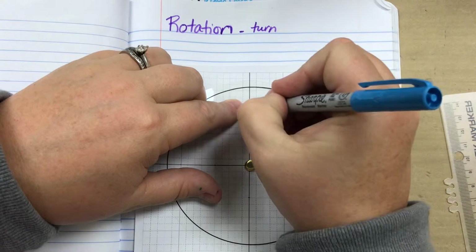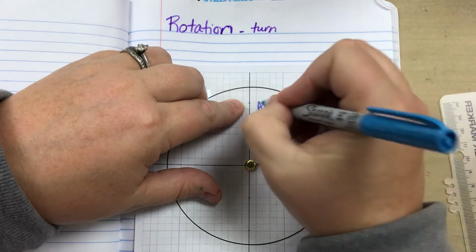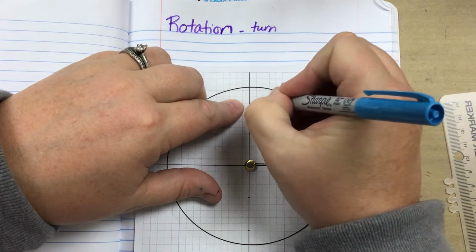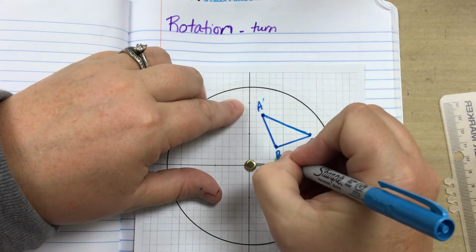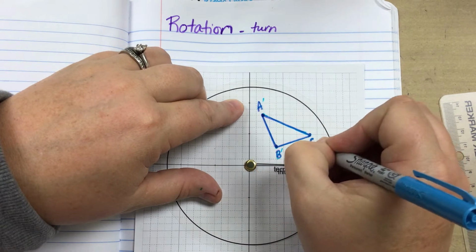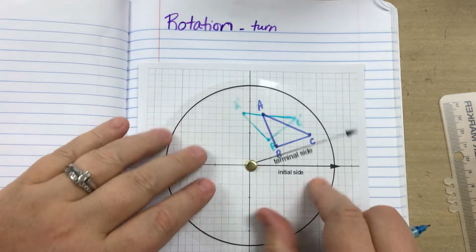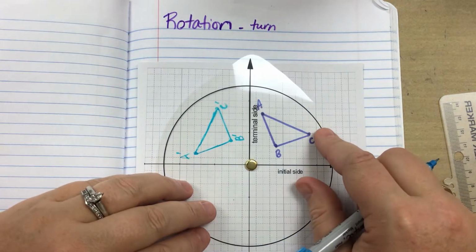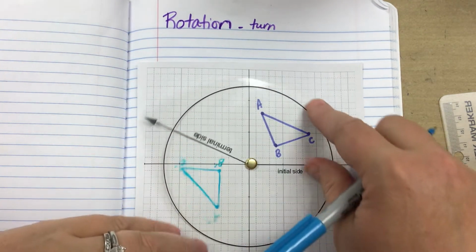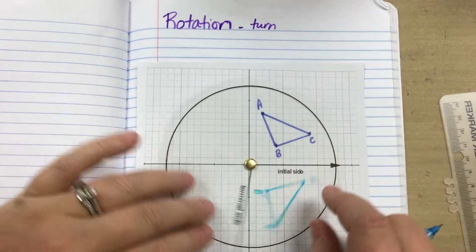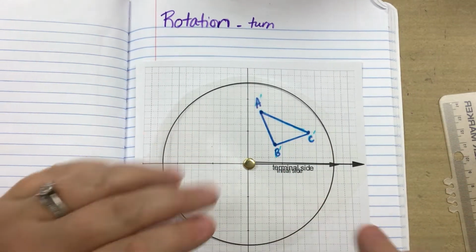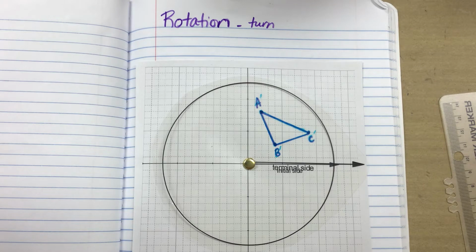So I'm going to label my 3 points not just A, B, and C, but A prime, B prime, and C prime. So notice we can actually physically see the rotation that is occurring. Okay, now what we're also going to do before we continue here is label our graph.